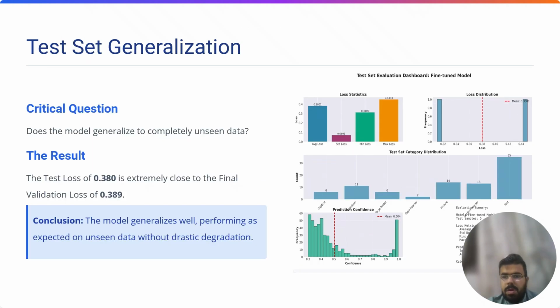The most critical test for any model is generalization. I evaluated the model on a held out test set it had never seen. The test loss was 0.38, which was nearly identical to the validation loss, which was around 0.389. This confirms the model is robust and will perform reliably on new magazine pages in the real world.